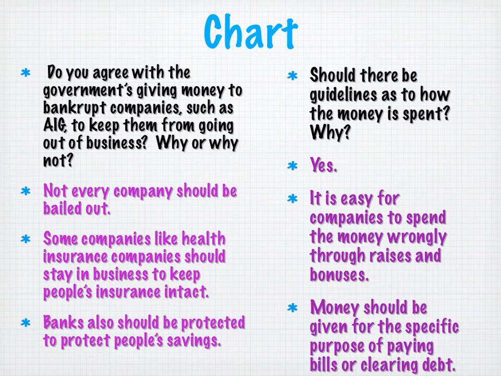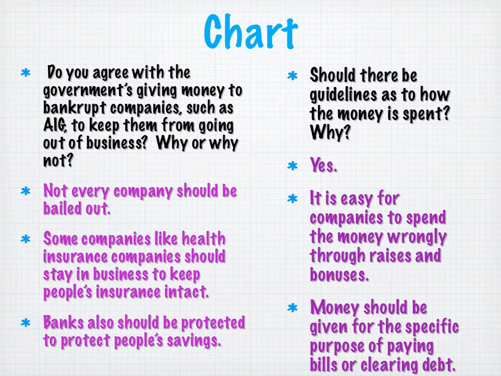Here's a sample chart of how to make sure you answer the questions that are provided in the prompt. On the left-hand side, you see the first question, and then I brainstormed some answers before I got ready to write. Do I agree with the government giving money? Why or why not? I agree that some companies need to be bailed out and some do not. I wrote, not every company should be bailed out. Some companies, like health insurance companies, should stay in business to keep people's insurance intact. Nobody wants to be left without insurance at a moment's notice. Also, companies like banks should be protected because they contain people's life savings.